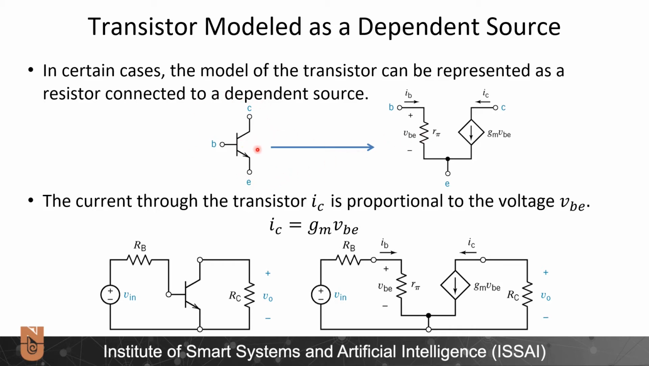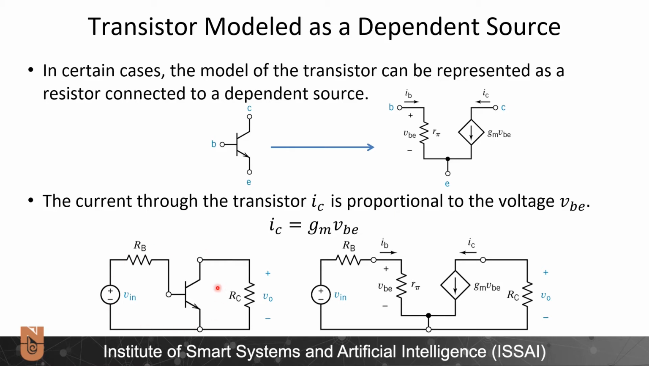And we can model this transistor using a dependent source and the circuit shown here. Specifically, the voltage between the emitter and the base controls the current flowing from the collector to the emitter, because here we have a voltage dependent current source. The current through the transistor IC is proportional to the voltage VBE. Specifically, IC is equal to Gm times VBE.